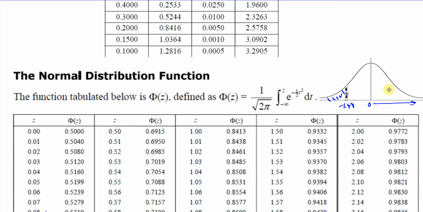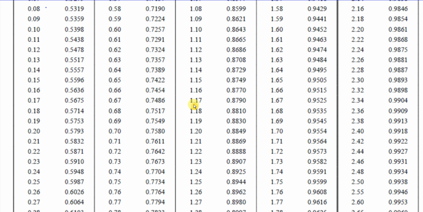Draw it on the other side. Let me just move it. Okay, so the same line on the other side, symmetrical. So that value there would be positive 1.48. That's all, positive 1.48. And I can find positive 1.48 in my table.